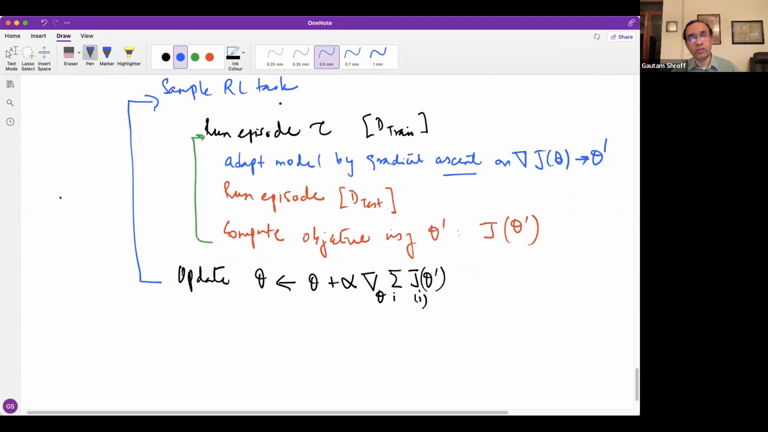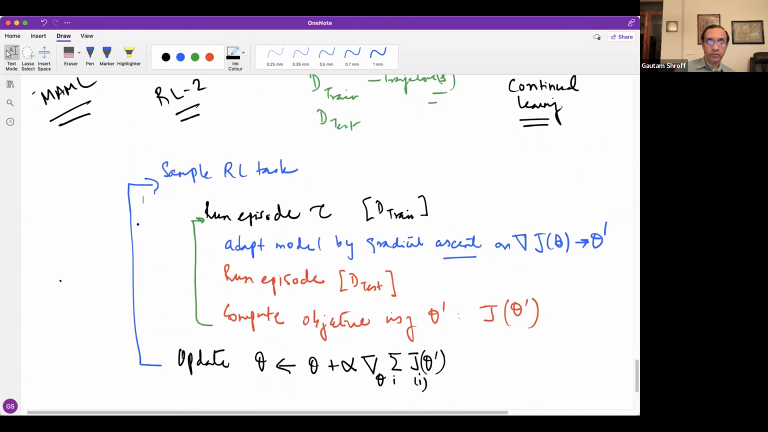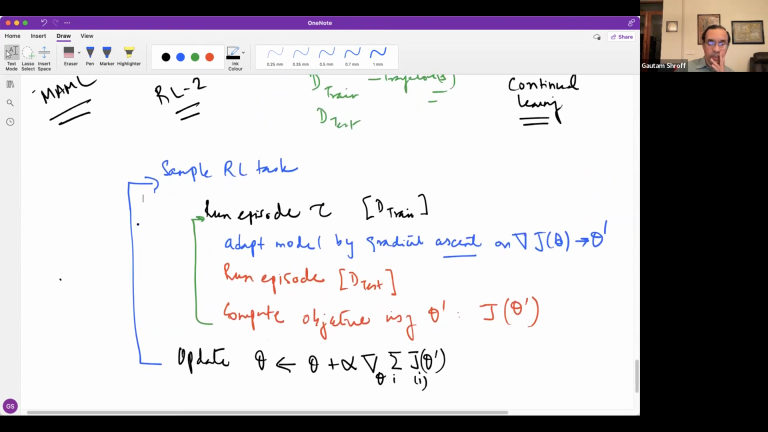This is outer. This is your inner loop. Inner is just adaptation, and outer is updating the meta parameters, which is the theta. So this is simple MAML, but the problem is, a lot of experiments have been done using MAML on reinforcement learning tasks, and it doesn't do nearly as well as on normal supervised learning tasks.